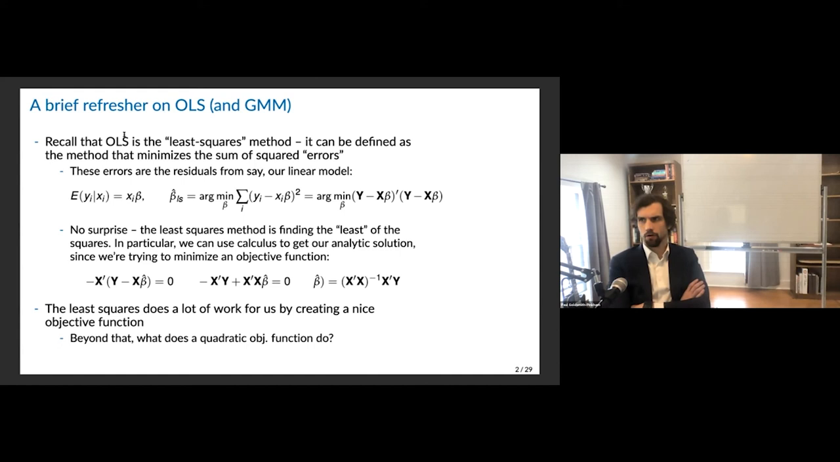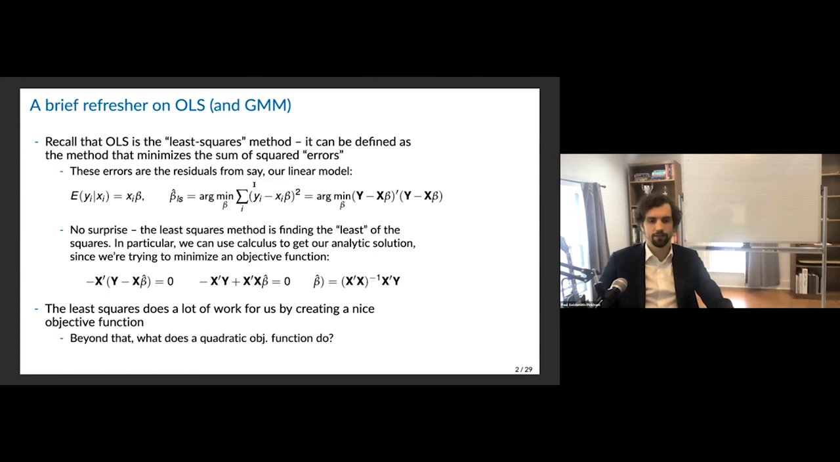So say we have some conditional expectation model that we're asserting is linear in X. Then we define this beta hat least squares as the minimizer of this sum of squared errors. And usually we have an N hanging around, but it doesn't really matter. In finite samples, the N is just a scaling term. This is how we denote it in matrix notation, which is this nice quadratic objective function. What this is trying to do is find the minimum of these. It's a squared objective function, and so it has a minimum.